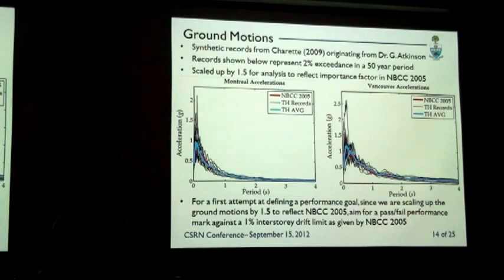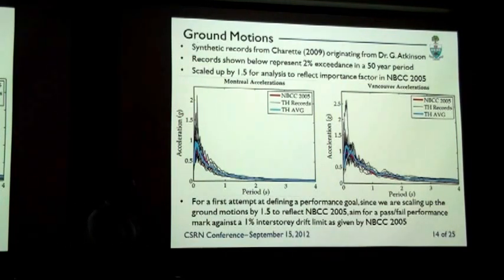We used synthetic records from Charette at Cal Poly, originally from Dr. Atkinson. These records represented a 2% in 50-year exceedance level. We had 10 records for Montreal and 10 records for Vancouver, and they were scaled by a factor of 1.5 to reflect the importance factor of the NBCC, and we also just wanted stricter criteria for the hospital. We also decided to go with 1% as a simple pass-fail. We're just looking at inter-story drift levels right now, with a pass-fail performance for this 1% inter-story drift limit.